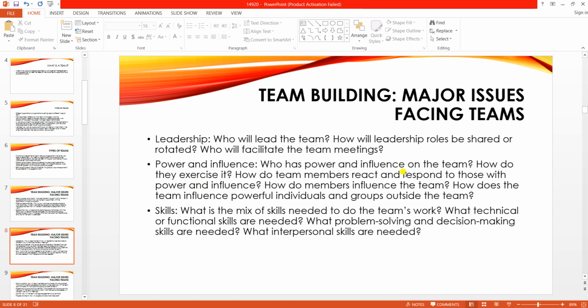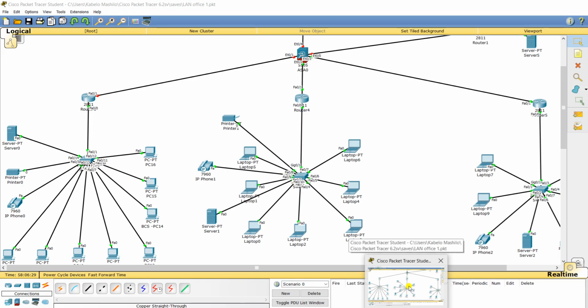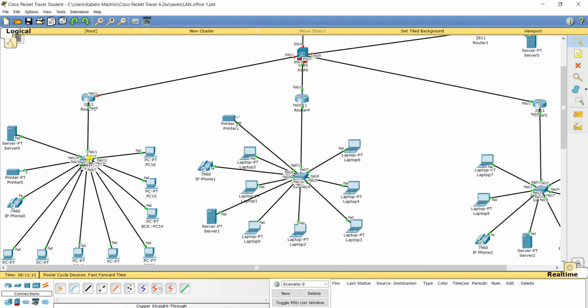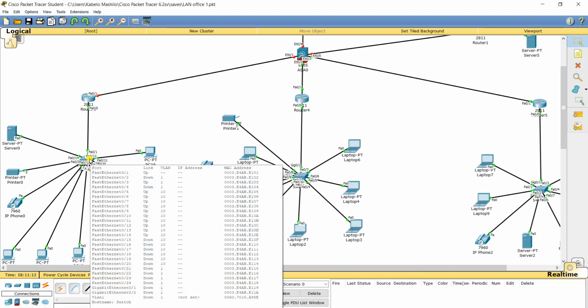And also we've got power and influence. Who has the power and influence on the team? In most cases, we find that they are individuals who are experts in the field, and those are the ones who have power and influence on the team. So in this instance, it might be positive when we have an issue, like we need to configure a switch and one of our links is down, and we have an expert who understands and is able to solve this issue.